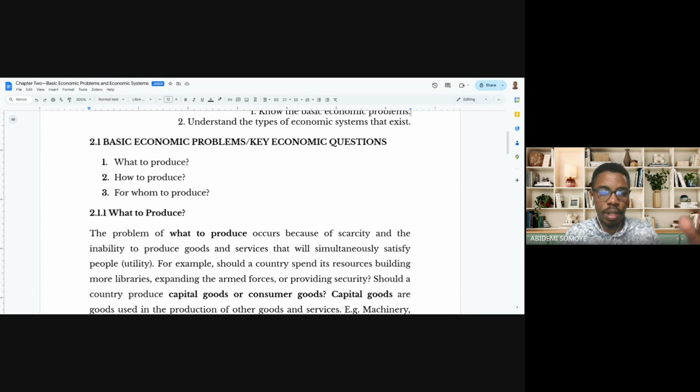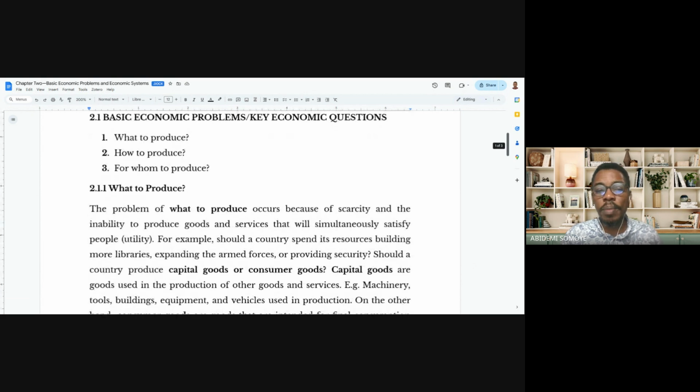Okay, so remember what can drive what a country produces. I said it could be the presence of natural resources, it could be financial capital, it could be human capital, it could be physical capital, it could be the consumer demand, both domestic and in the international market. All right. So the problem of what to produce occurs because of scarcity. All right. So we've already talked about scarcity, limited resources because of unlimited human want, and the inability to produce goods and services that will simultaneously satisfy people.